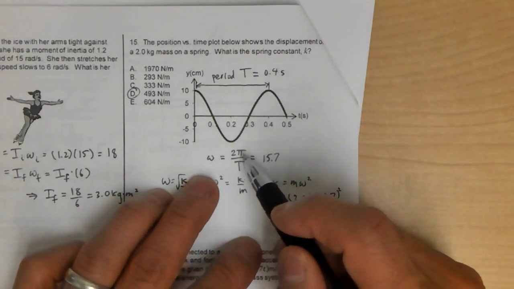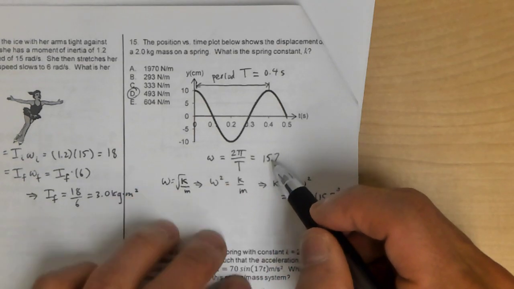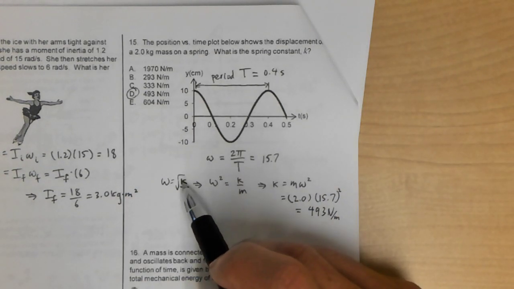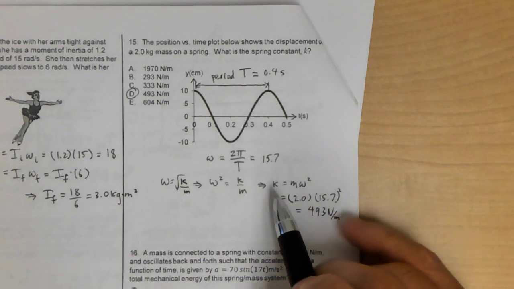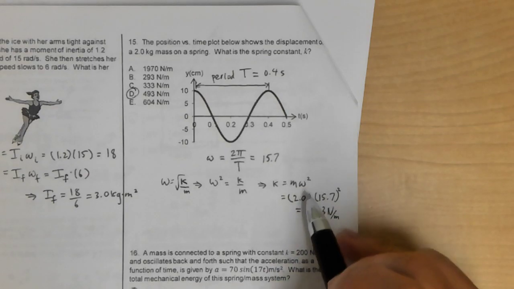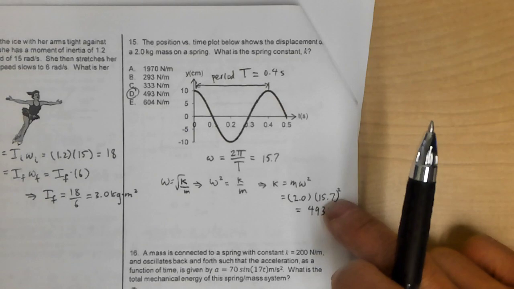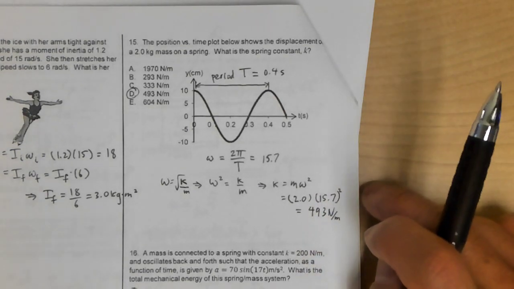So omega is 2 pi over capital T, the period. So omega is 15.7. And now we know that omega is equal to the square root of k over m. Omega squared is equal to k over m. Solving for k gives m omega squared. m is 2, omega is 15.7. So 2 times 15.7 squared is 493 newtons per meter.